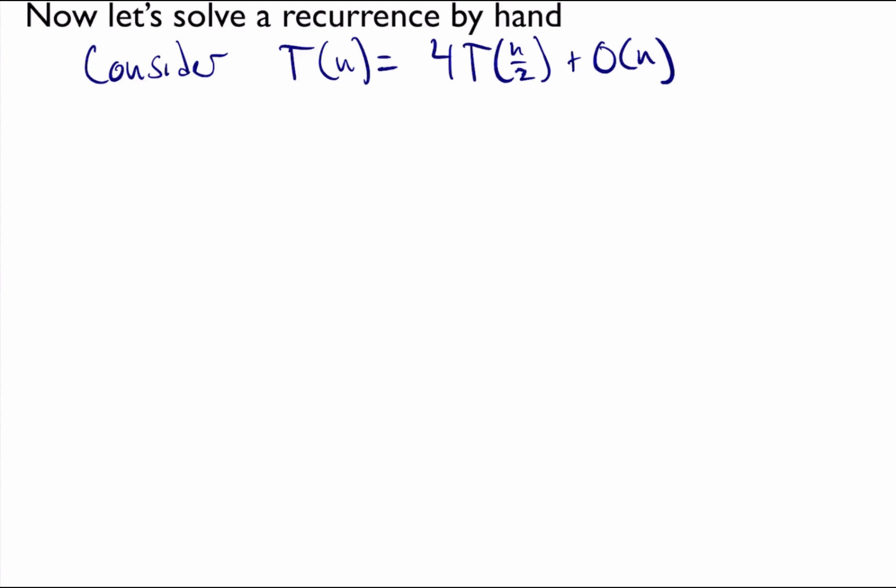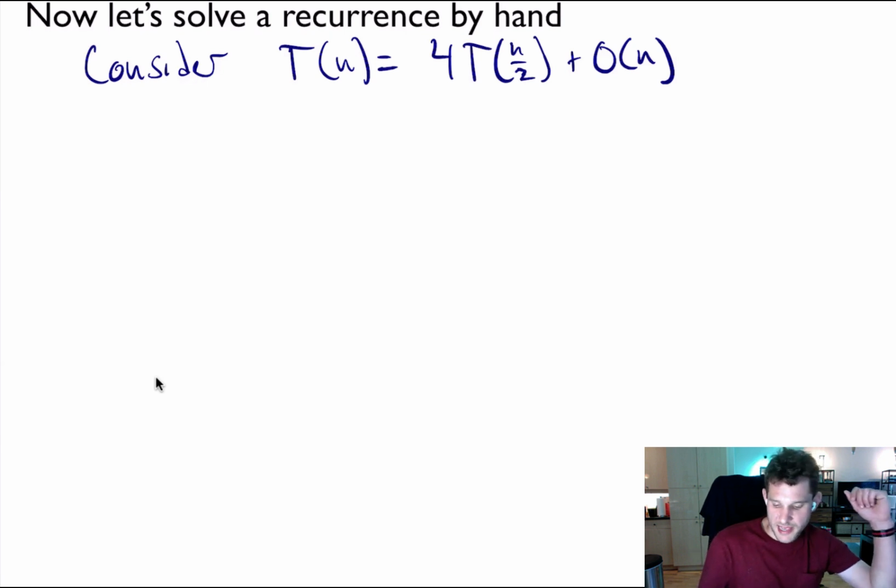Now let's consider solving a recurrence by hand. We're going to do it the hard way. We're actually going to see an easier tool soon that'll make this a lot easier. But let's try to solve this one by hand. This is the recurrence relation we got for the slower version of mult, where T(n) equals 4 times T(n/2) plus O(n). Let's see how we could possibly solve this by hand.